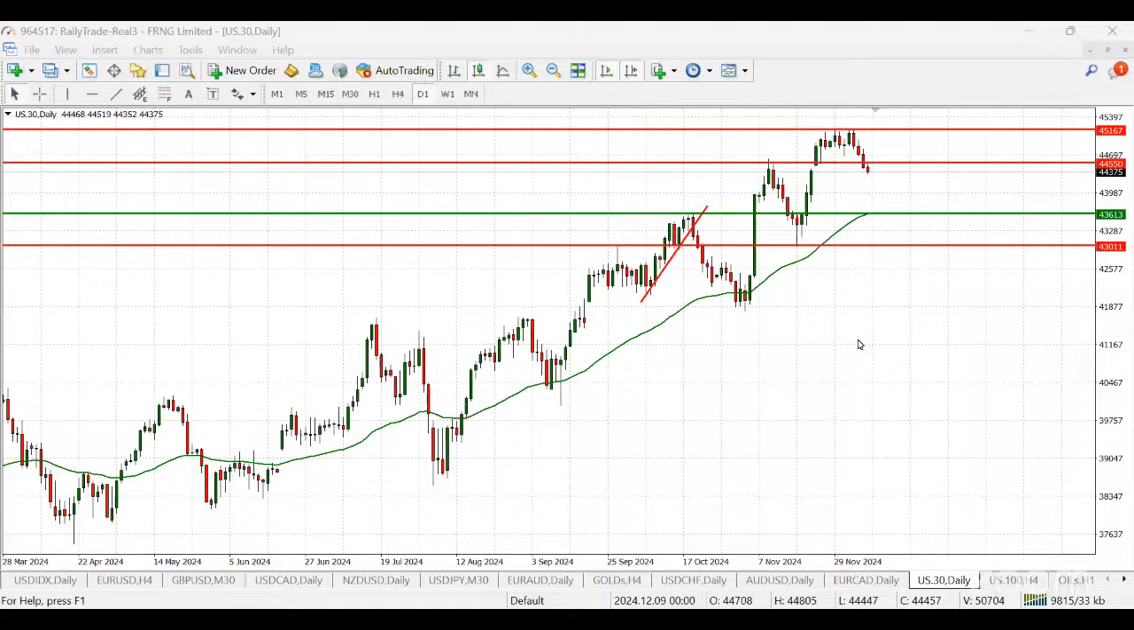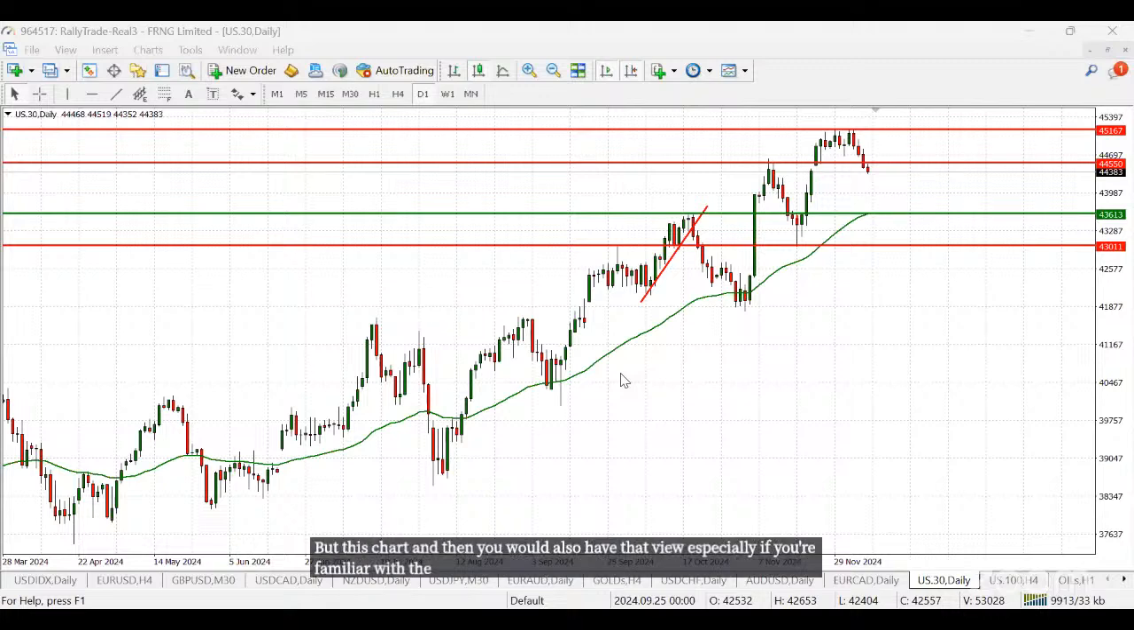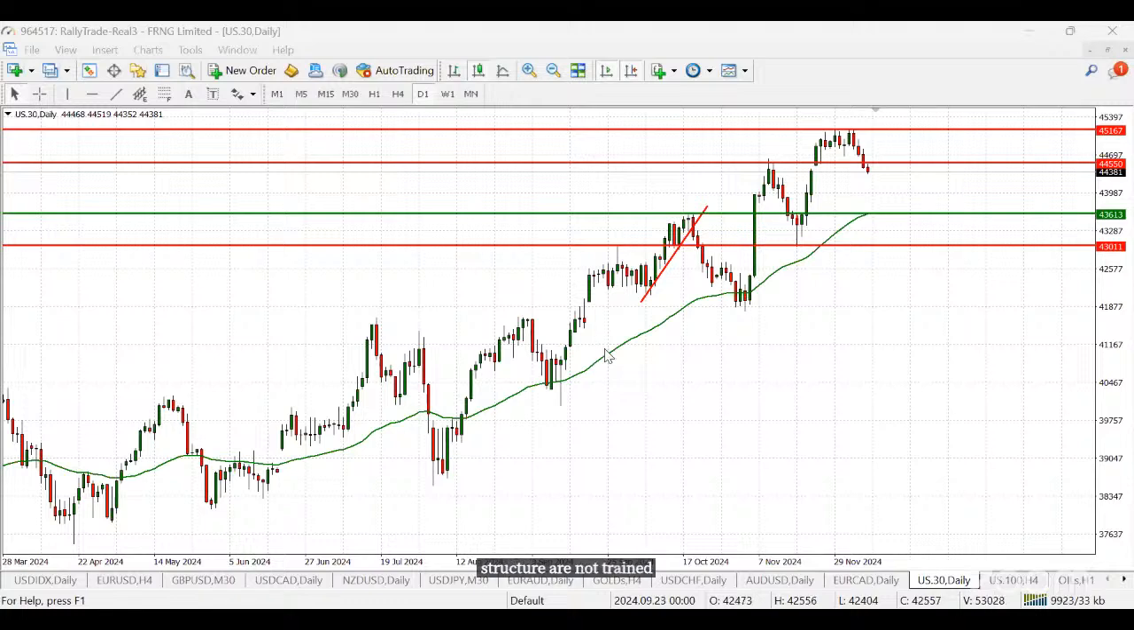Okay. So you would agree with me, this index, US 30, has been in a long-term bullish trend. No doubt about that. One glance at this chart, and you would also have that view, especially if you're familiar with the structure of an uptrend. When we have an uptrend, of course, we expect to see higher highs and higher lows. This is typical of an uptrend structure. You see, it keeps creating new highs. It's like climbing a ladder.